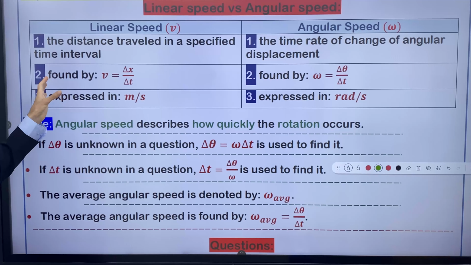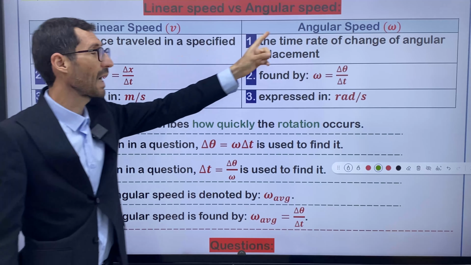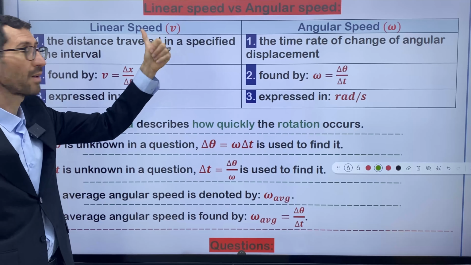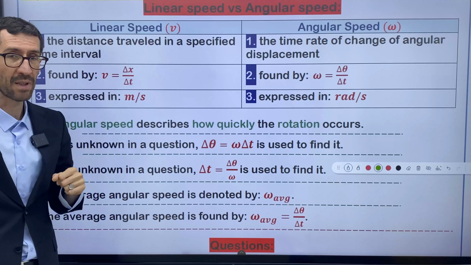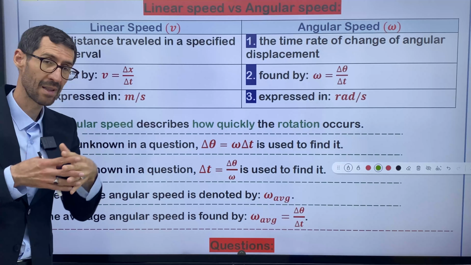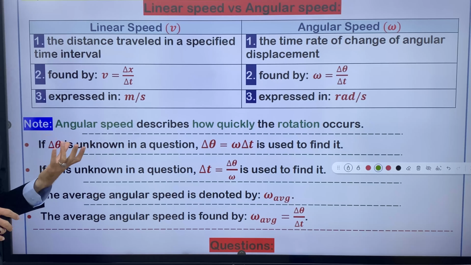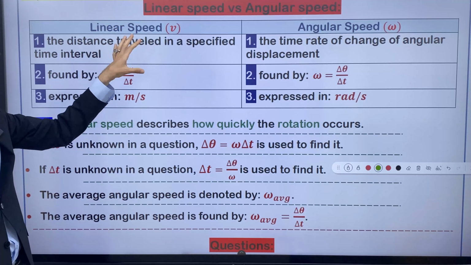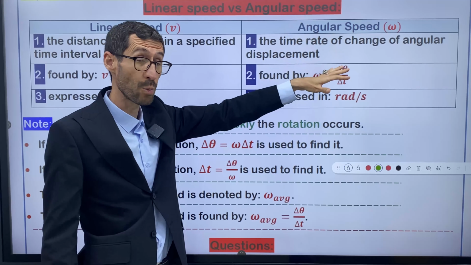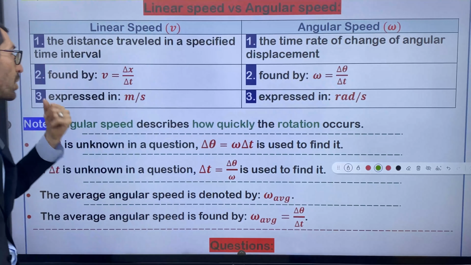Number 2, I can say angular speed is the corresponding twin for linear speed. It's a rotational twin for linear speed. They are both speed, but this one is linear motion. This one is rotational and circular motion, or angular motion in general.